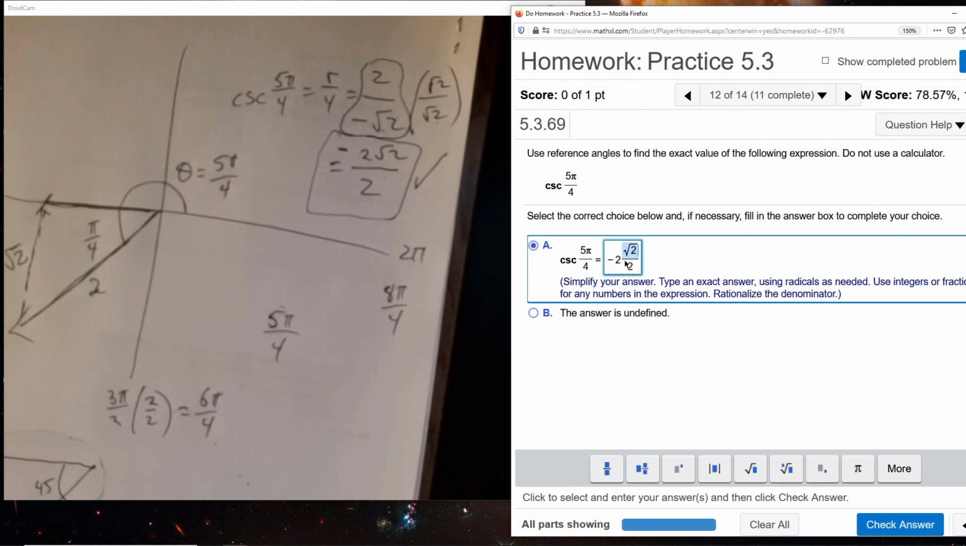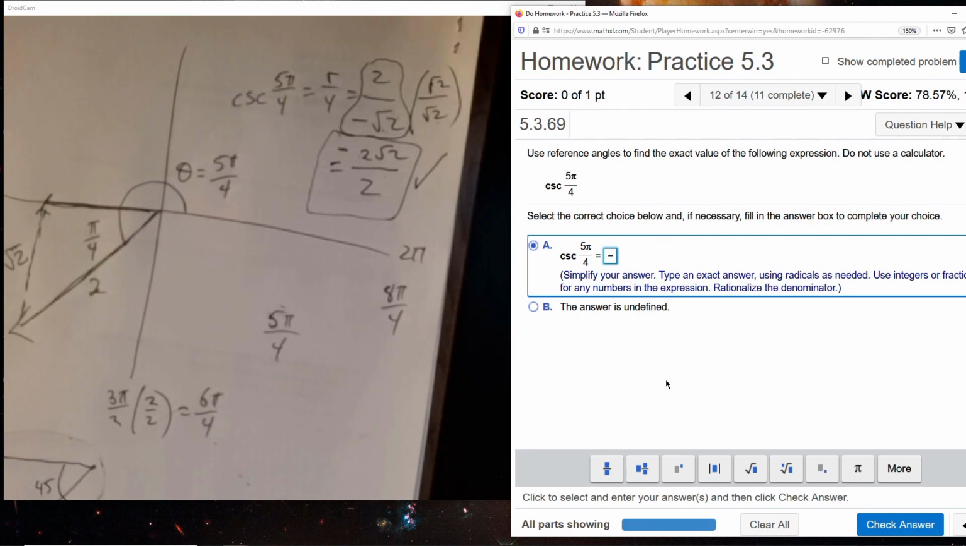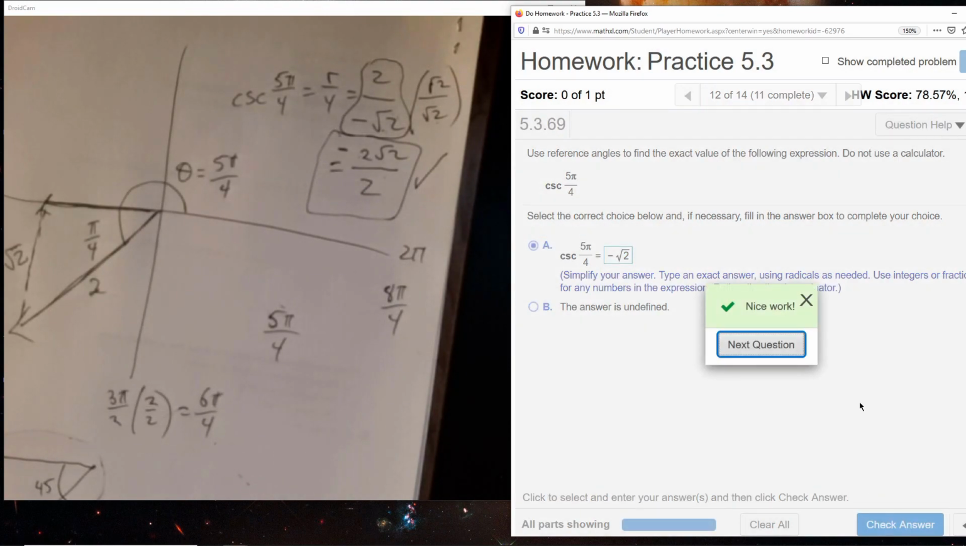Well, that's humorous because there's an obvious cancellation there that I completely missed. 2 divided by 2 cancels out, and we're just left with square root of 2. And there we go.